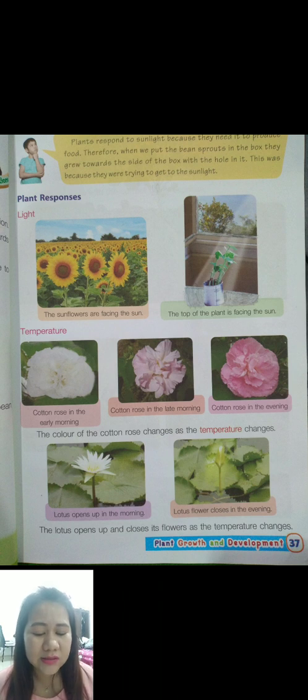Again, plants respond to sunlight because they need it to produce food. Remember when we put the bean sprouts in the box? Remember you watched the experiment, right? They grew towards the side of the box with a hole in it. This was because they were trying to get to the sunlight. So that's how plants respond to light.